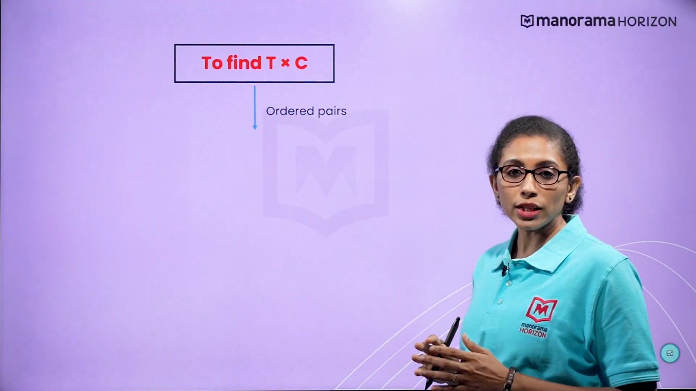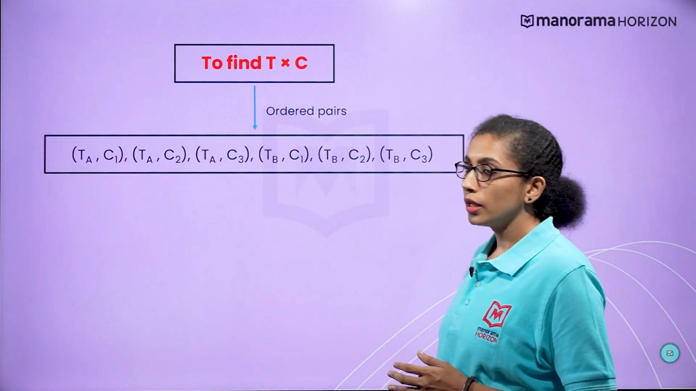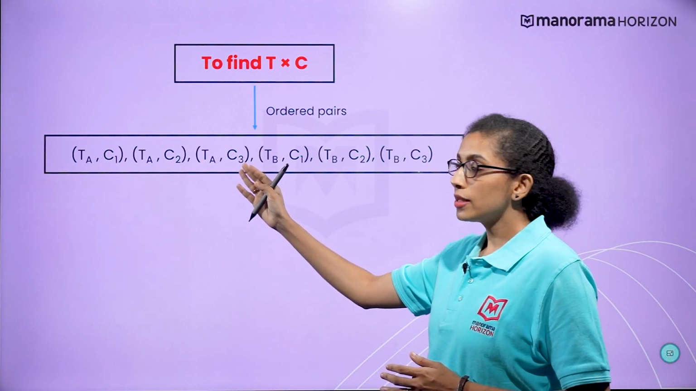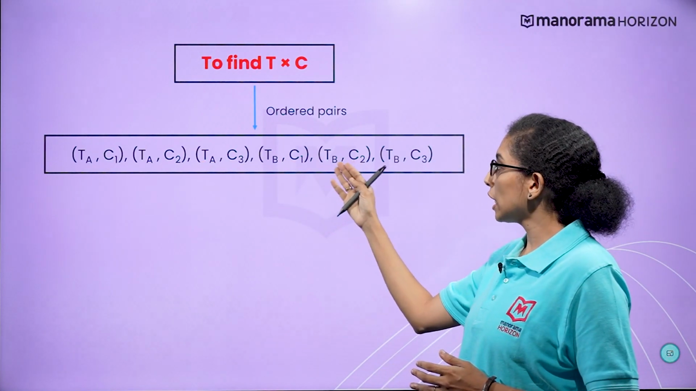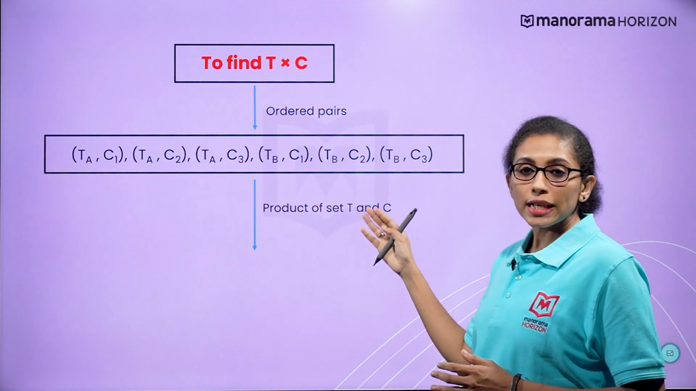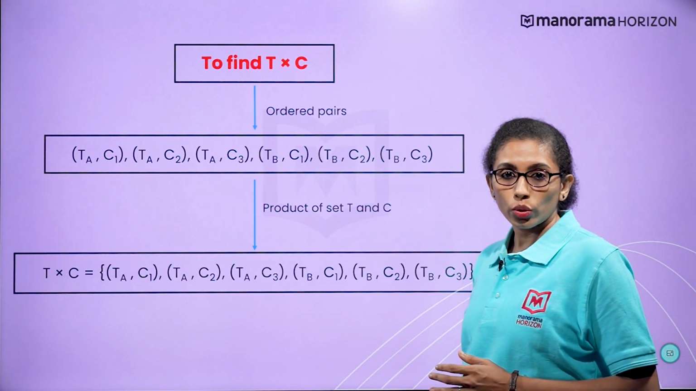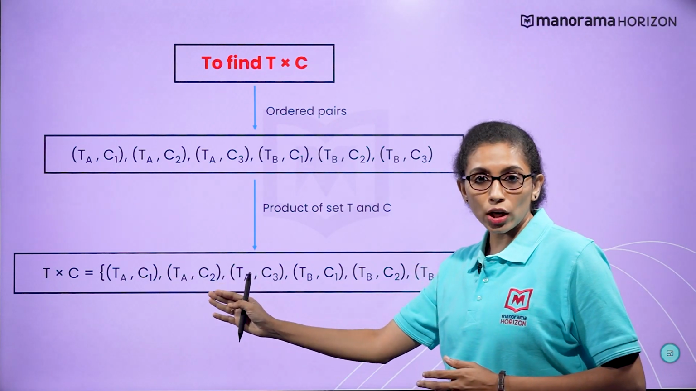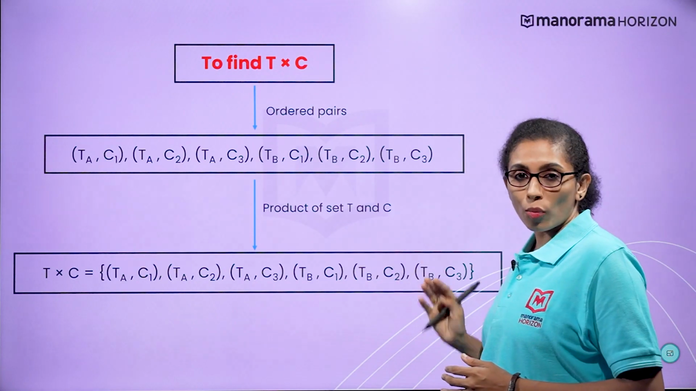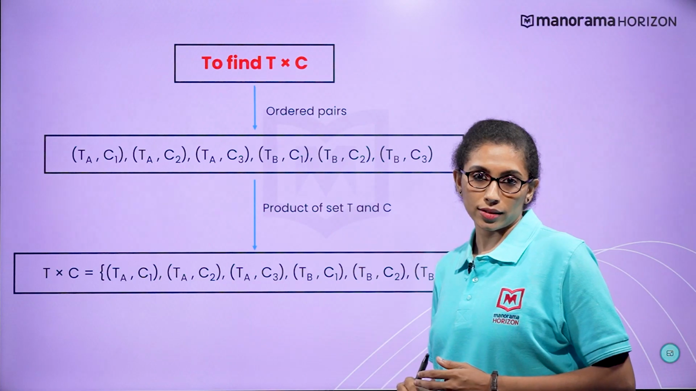first write all ordered pairs. So the available pairs are TA C1, TA C2, TA C3. Similarly, TB C1, TB C2, TB C3. The product of sets T and C is given by T cross C is equal to (TA, C1), (TA, C2), (TA, C3), (TB, C1), (TB, C2), (TB, C3) enclosed within curly brackets. Right?